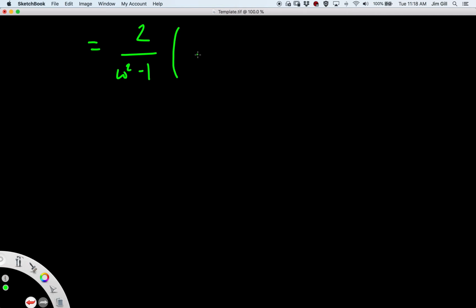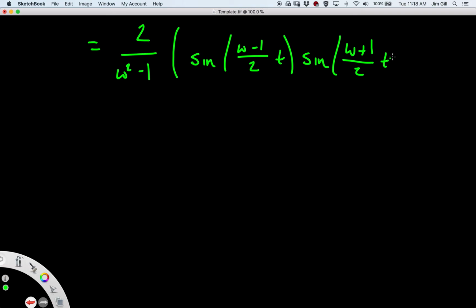times sine of beta t. But what was beta? Beta was omega minus 1 over 2 times t, and then sine of omega plus 1 over 2 times t. Okay, so there is a new way of looking at our y.